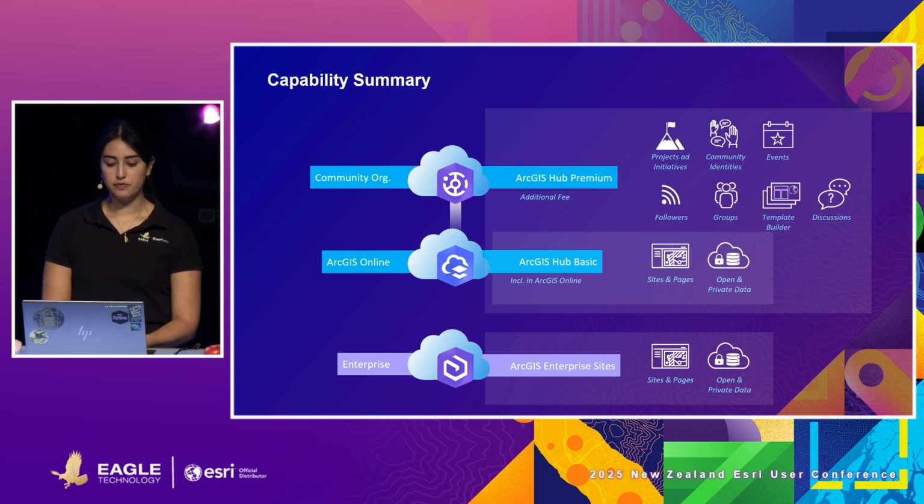So you have the notion of followers, projects and initiatives. You can create events, discussions on your items, or create discussion boards where people can interact with each other. And then there's enterprise sites, which is the ArcGIS Hub Basic equivalent, but in an enterprise environment.